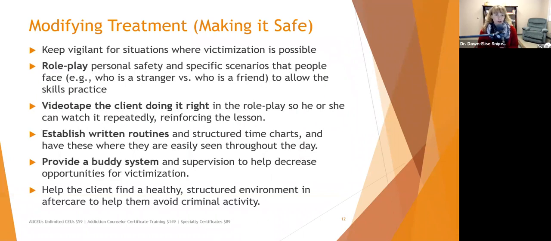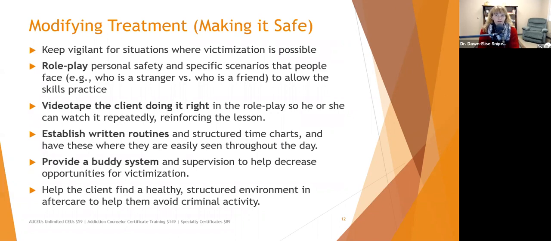We need to, as clinicians, keep vigilant for situations where victimization is possible. And I say as clinicians, parents, caregivers, teachers, anyone working with someone with an FASD. But some of the things that we can do to help people with an FASD learn, and I told you we were going to focus a lot on interventions because that's the point, right? To be able to help them.